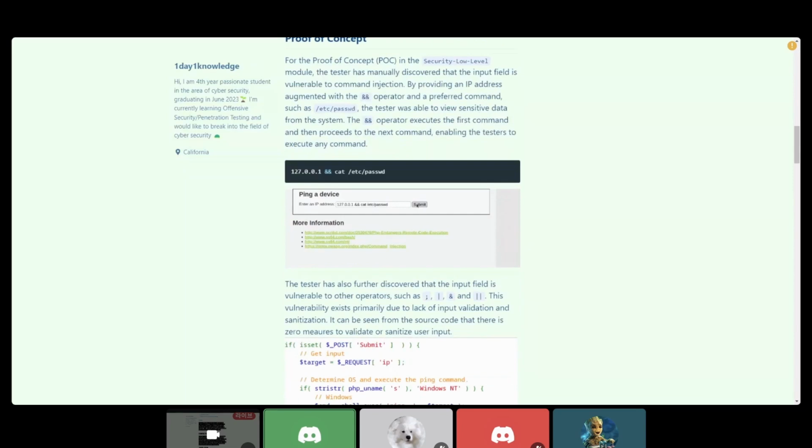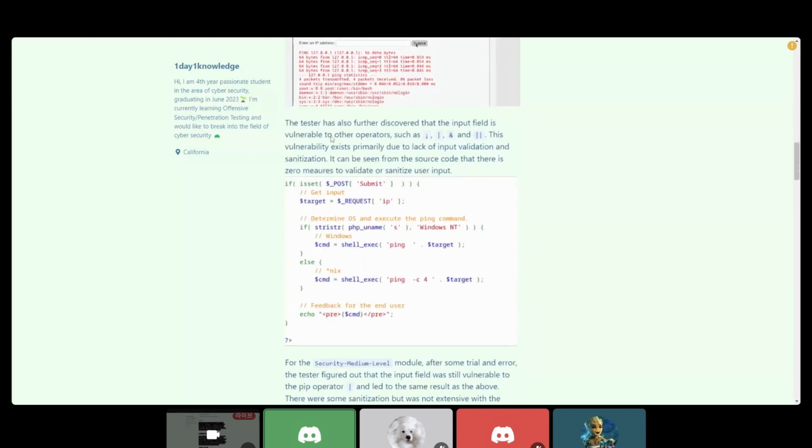For proof of concept, for the security low-level module, the tester was able to manually discover that the input field was vulnerable to command injection with various operators such as the logical AND operator, the pipe operator, and the logical OR operator. By simply augmenting the initial IP address with the mentioned operators and any command, such as cat /etc/passwd, we were able to retrieve sensitive user data.